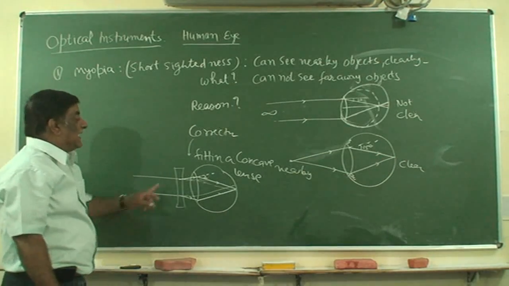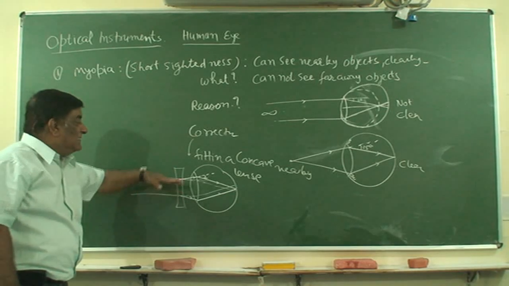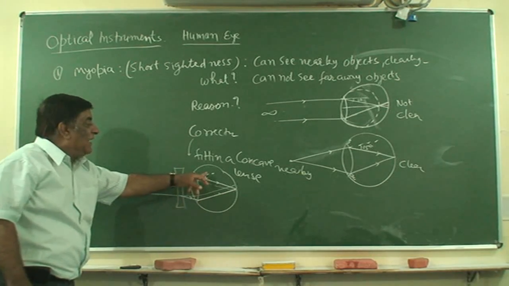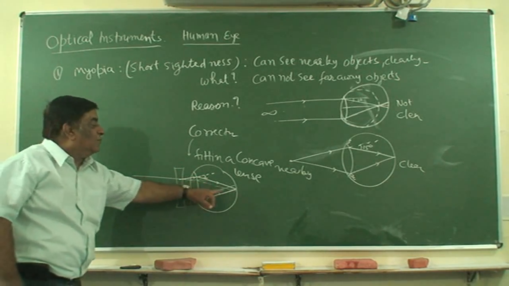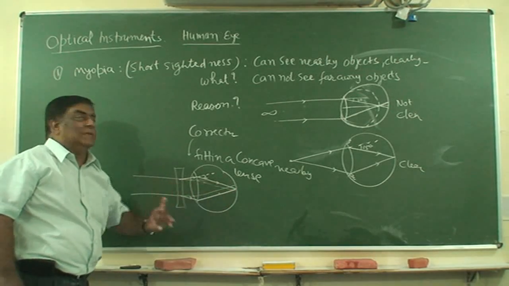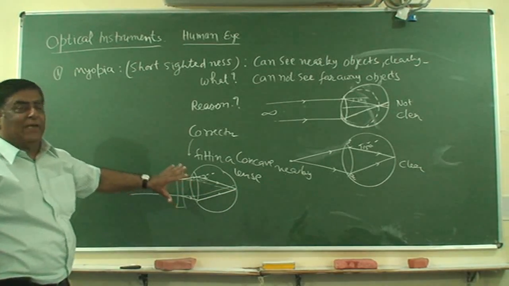So what do we do as a correction? We fit a concave lens which makes the rays divergent, and now the eye can bend them sufficiently to make the image on the retina. So this is how we rectify it.